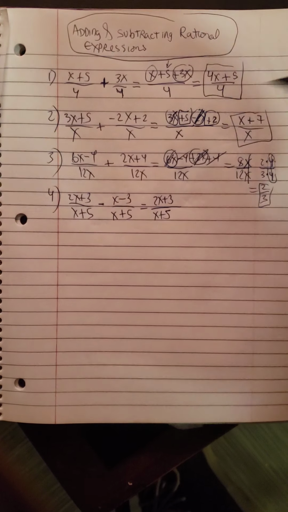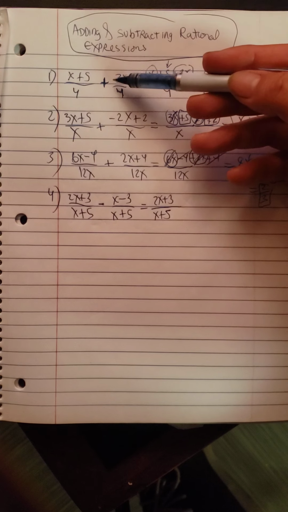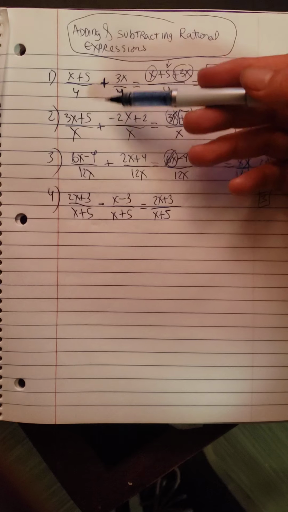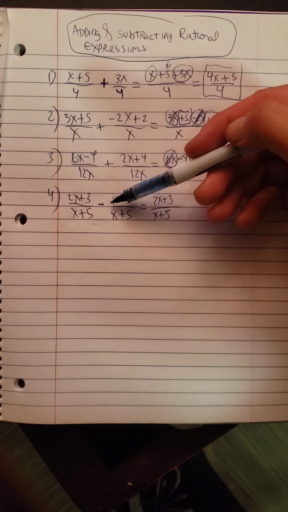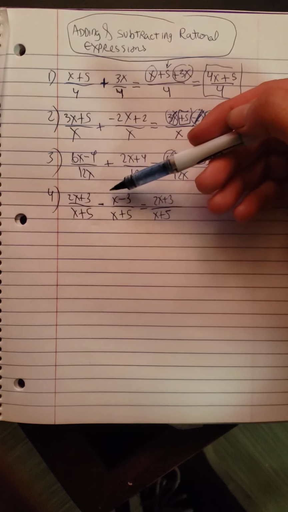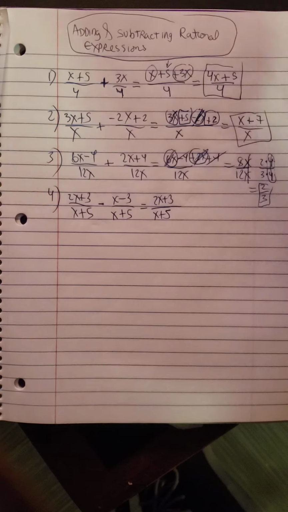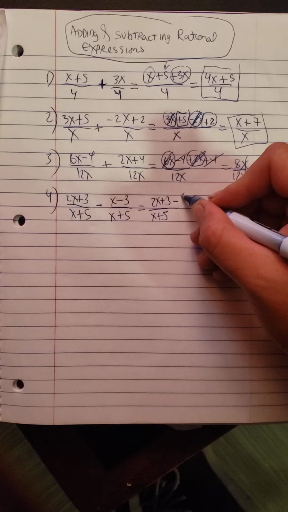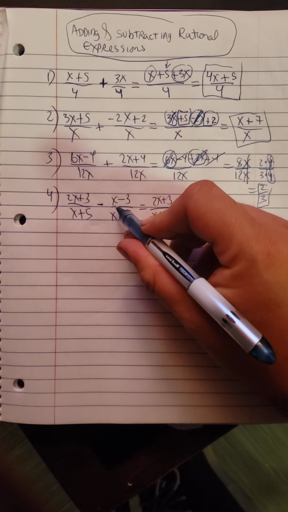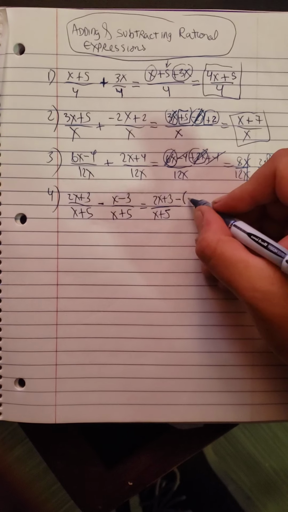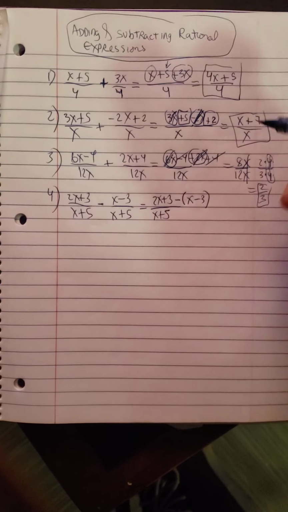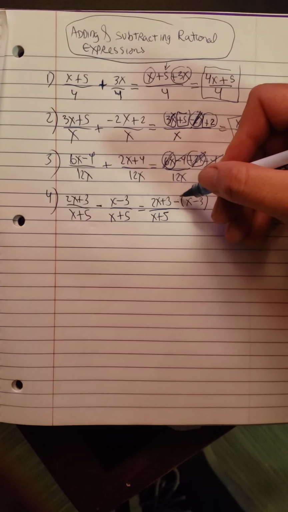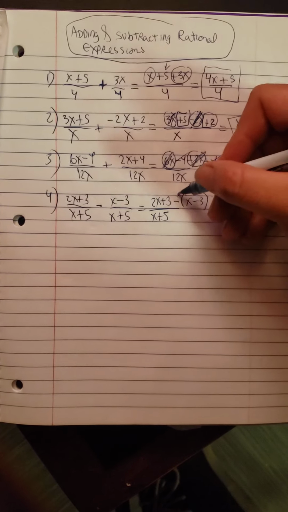But wait, you remember if you look at examples 1, 2, and 3, they all have a plus. This one here, example 4, has a negative. So what are we supposed to do when we have a negative? We put the negative, we open a parenthesis, and then we copy whatever is after the negative. So we have x minus 3. Once you have a negative outside the parentheses, you're supposed to distribute the negative.